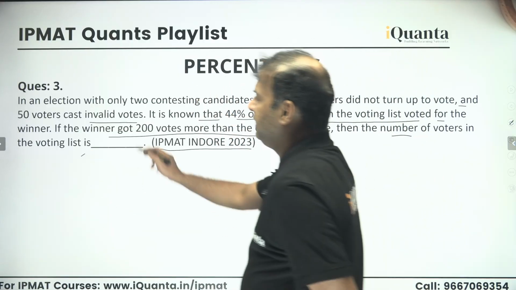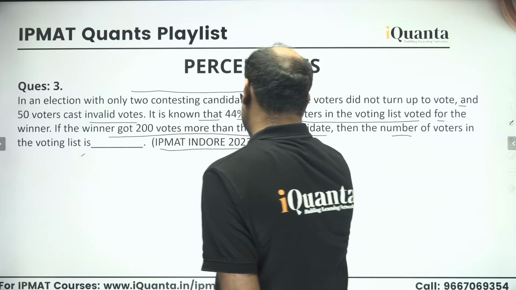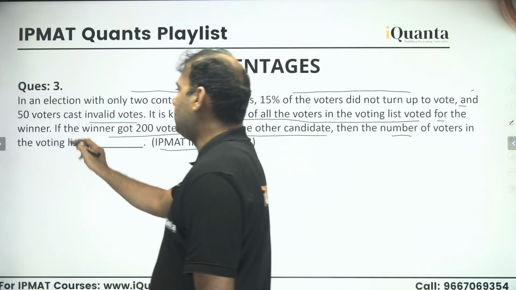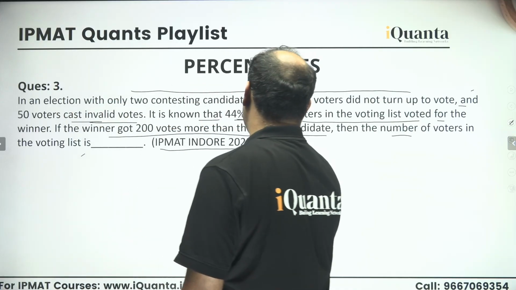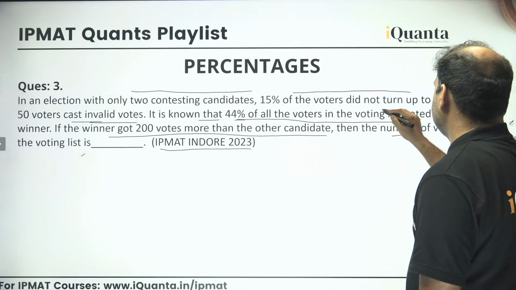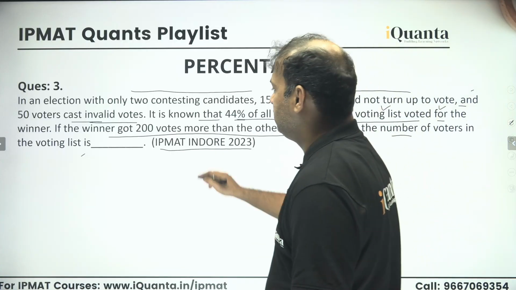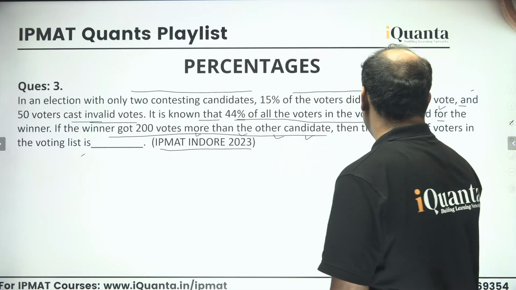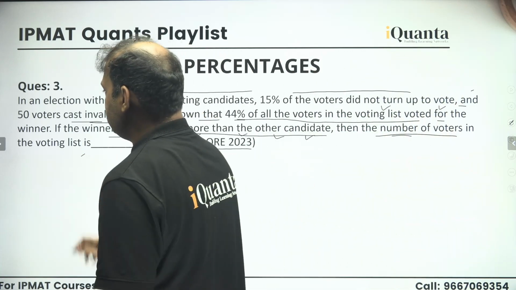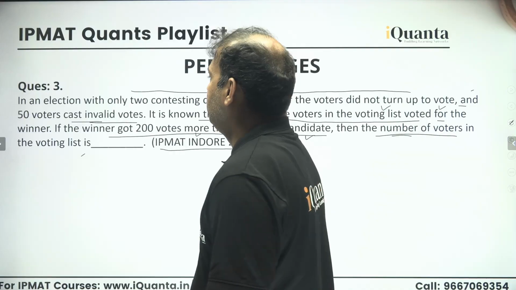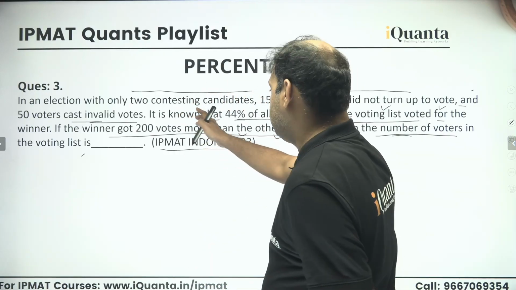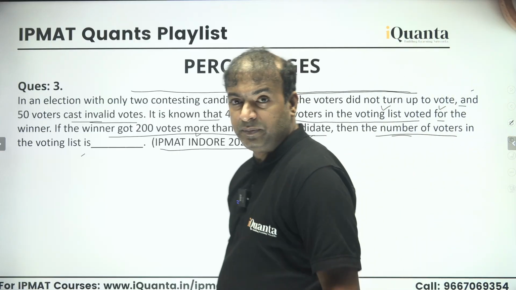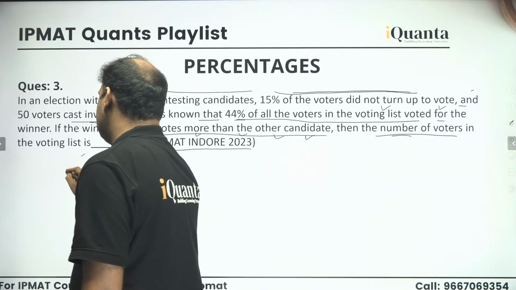All right, let's try to read this again. They're saying that in the election there are only two contesting candidates. 15% of the voters did not turn up and 50 votes were invalid. It's known that 44% of the voters in the voting list voted for the winner, and the winner got 200 votes more than the other candidate, meaning the loser, then the number of voters in the voting list. Alright guys, how do we do that? First thing, we know that there are only two candidates. 15% of the voters did not turn up to vote. So guys, how many people turn up for the votes? Let's write this.